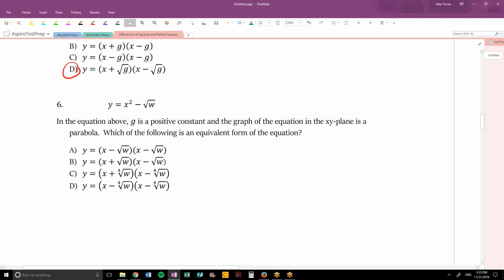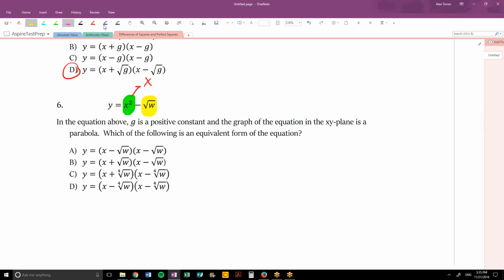Going over to number 6, well, this is a perfect square because the square root is x. And if we want to think of this as a perfect square, we can, because the square root of that is actually the fourth root of w. Now, how do I know that the fourth root of w is the square root of the square root of w?